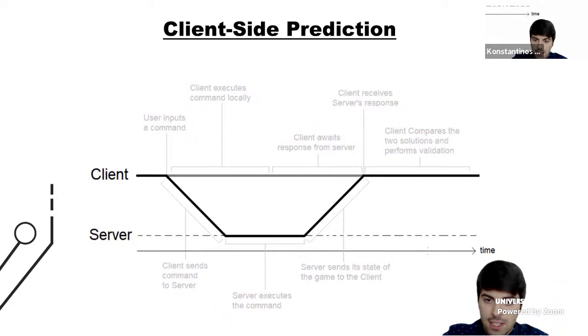Here, the client does not act as a terminal. It executes the move locally and simultaneously sends it to the server, where it also gets executed. Then the server sends its game state to the client, where the two versions are compared. And if the client state is different, it gets corrected to match the one of the server.